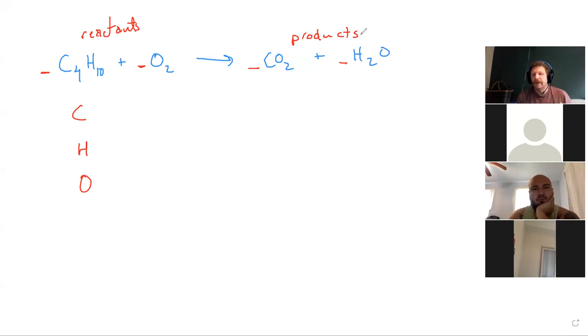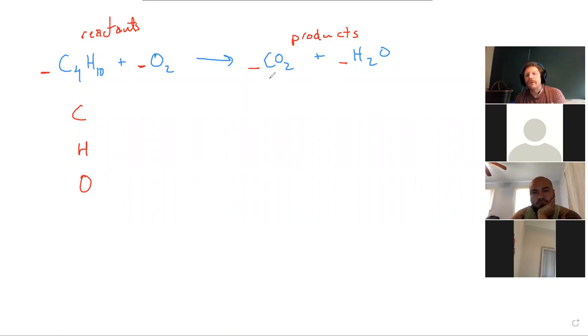Whenever you're presented with a reaction and asked to balance it, what's implied is that it isn't balanced right off the bat. But it never hurts to look at it and ask yourself, is this balanced, yes or no? We can see that we have a total of 4 carbons on our reactant side and only 1 carbon on our product side. We have 10 hydrogens on the reactant side and 2 on the product side, 2 oxygens on the reactant side and 3 on the product side.